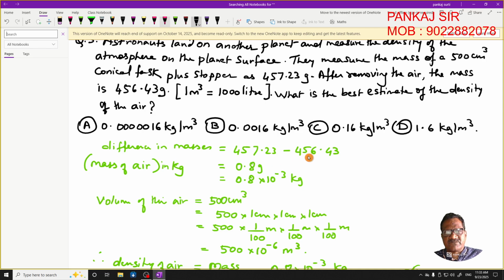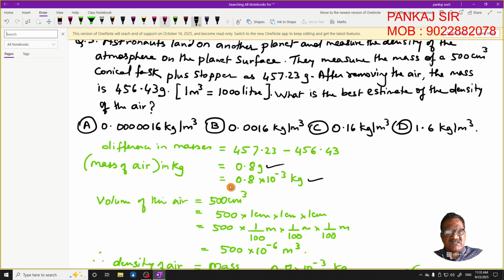So the difference of this will give you the mass of the air, and that works out to 0.8 gram. 457.23 minus 456.43 works out to 0.8 grams. So this is the mass of the air. Now this is in grams, so let me convert it into kilograms. It will be 0.8 into 10 raised to minus 3 kilogram. So this is the mass of the air in kg, 0.8 into 10 raised to minus 3 kg.